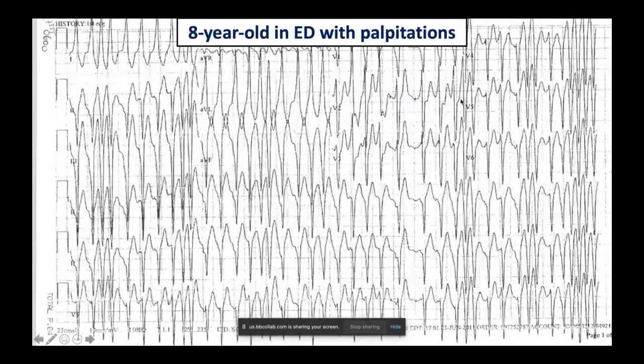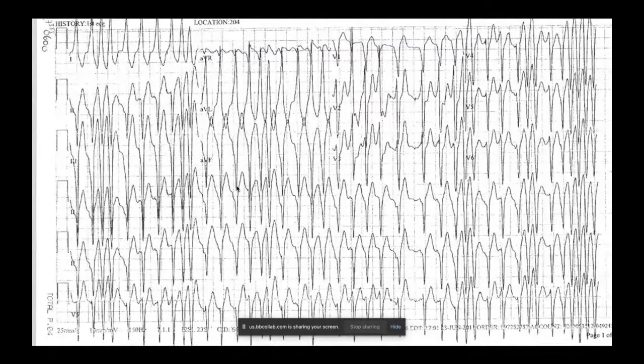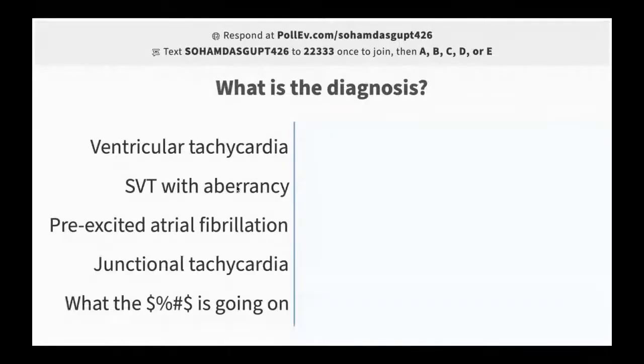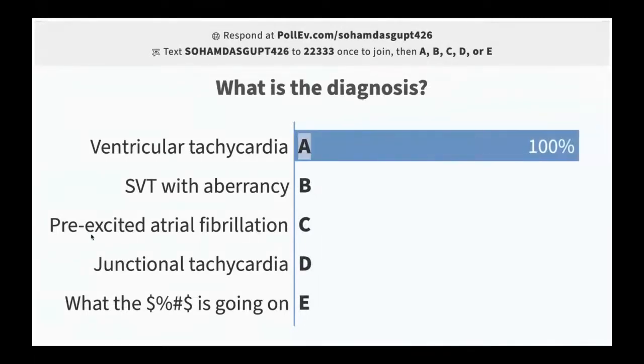All right. This is, again, a real case. So this is scary. An 8-year-old in the emergency room with palpitations. Okay. I'm going to give you a second to look at this strip before we move on to the poll. All right, here we go. What is the diagnosis? Is it ventricular tach? Is it SVT with aberrancy? Is it pre-excited atrial fibrillation, whatever that is? Is it junctional tach? Or I don't know what is going on.